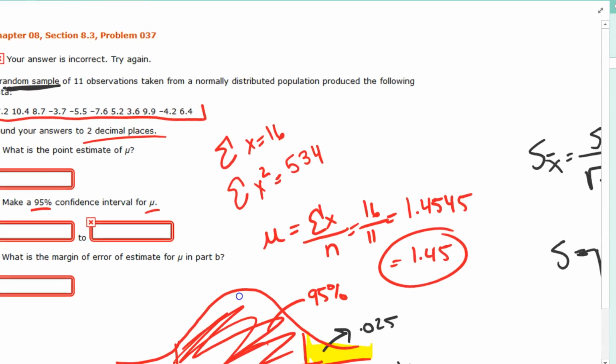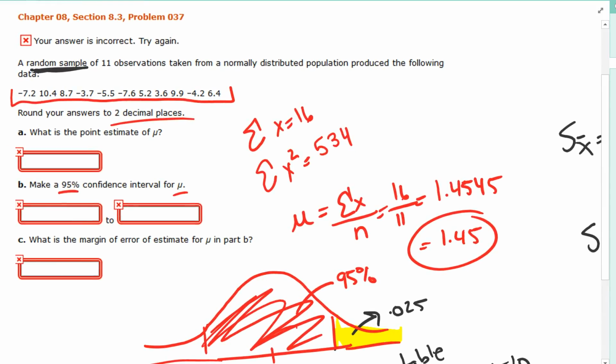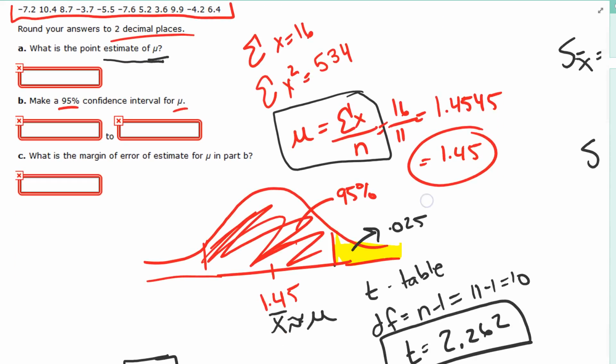So in this problem, we're taking a random sample. We know it's a normally distributed population producing the following data. The estimation of the mean is going to be the sum of x over n. So we did that here, and we get 1.45.